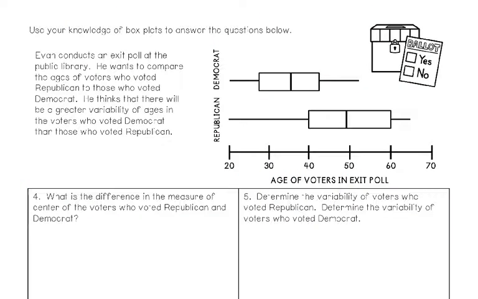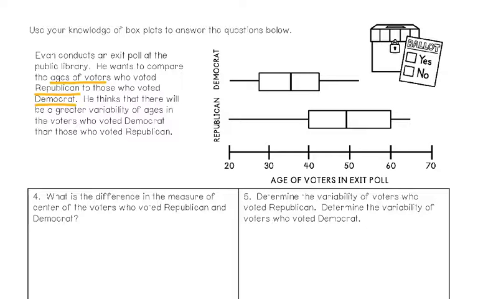So now that we know how to construct box plots and interpret them, now let's start looking at comparing box plots. So in this example, we're looking at two box plots. We're going to look at some data within those to compare. In this case, Evan is going to look at the ages of voters who voted Republican in this box plot and Democrat in this box plot. He's examining specifically the variability of ages in those voters.